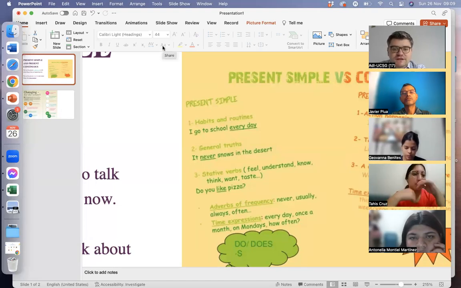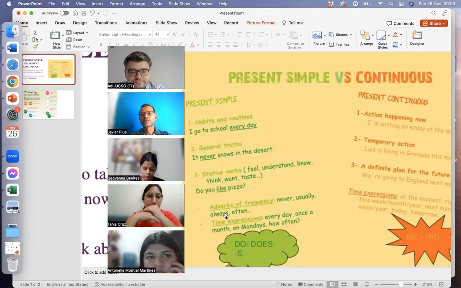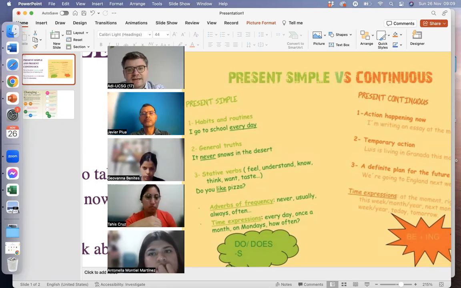Now, the difference here, as we spoke yesterday, is that for the third person, we add S. What is the third person, Javier? When do we add S in the present simple?